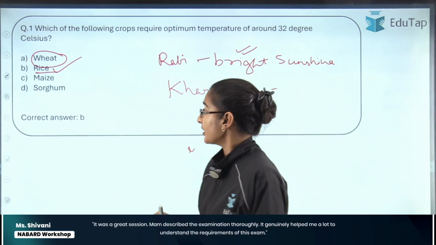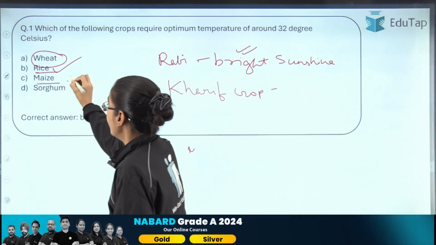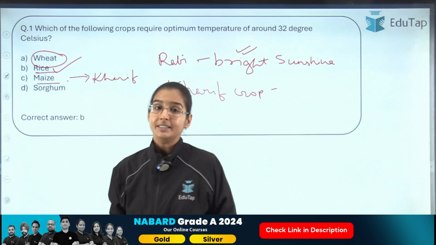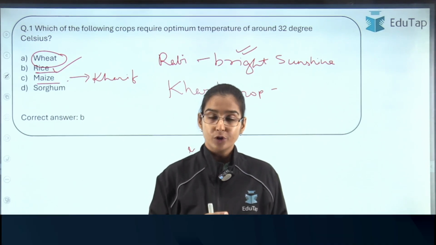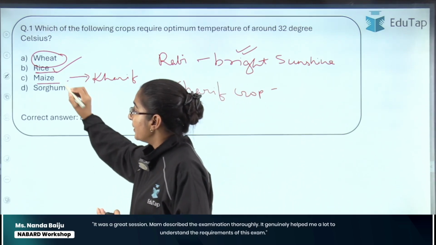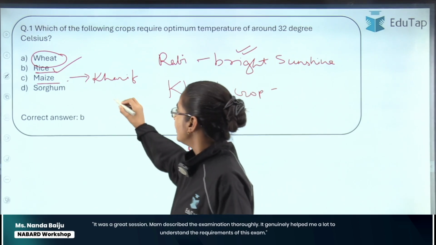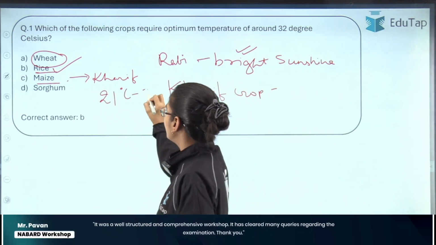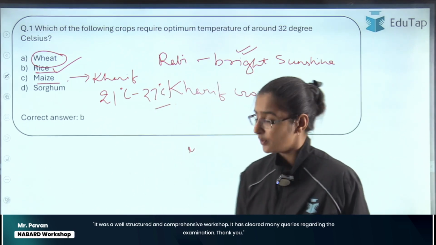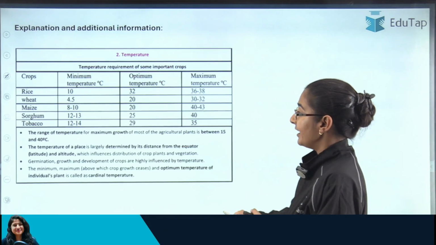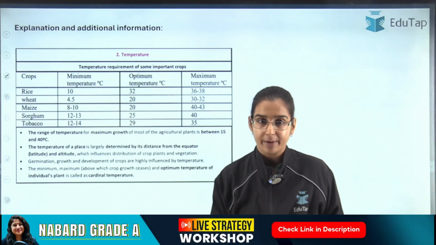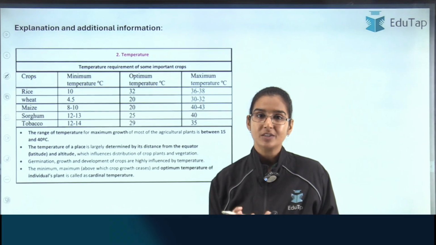Now, as far as maize is concerned, maize is again a kharif crop. The best part about maize is that it can be used both as a food crop and as a fodder crop. And its temperature requirement is around 21 degrees Celsius to 27 degrees Celsius. So these are the temperature conditions we require for different crops. Here also, in table form, we have given you the ideal temperature requirements for different crops.